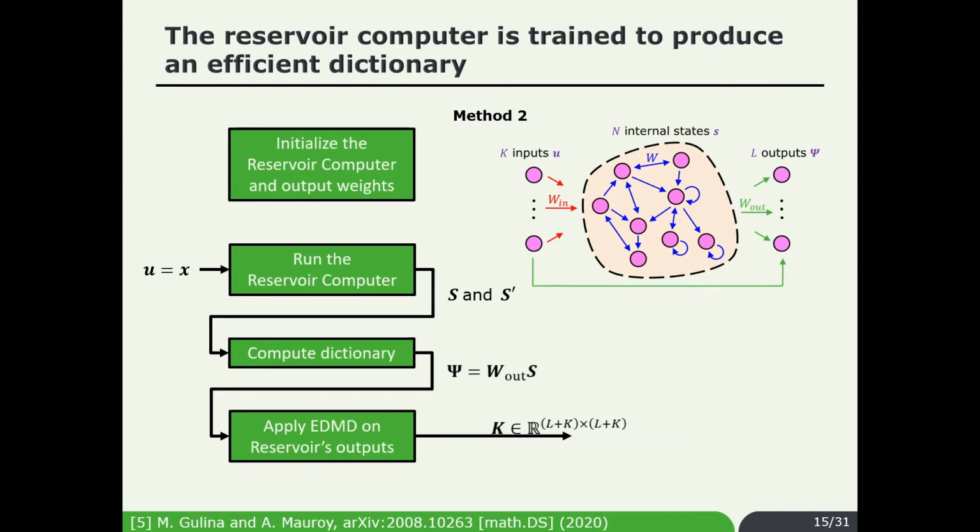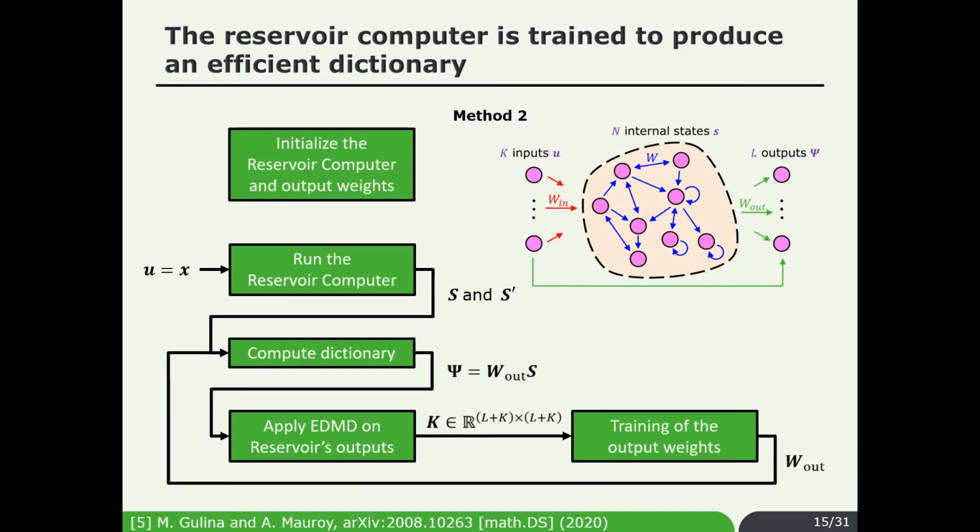Once the Koopman matrix is produced, you can train the output weights through one of the two variants described in the next two slides. Finally, you can recompute new dictionary values and loop these alternating linear optimizations until some criterion is satisfied.